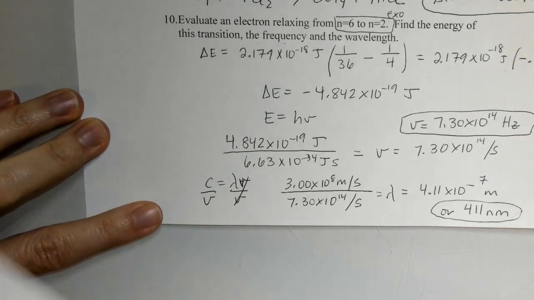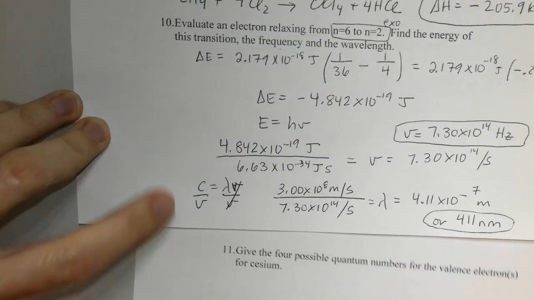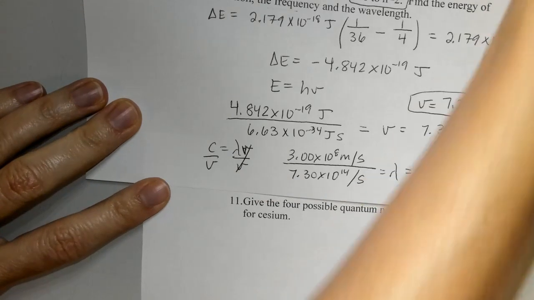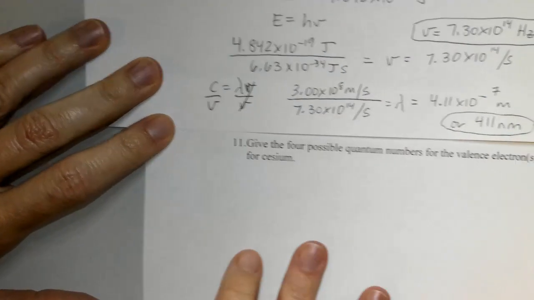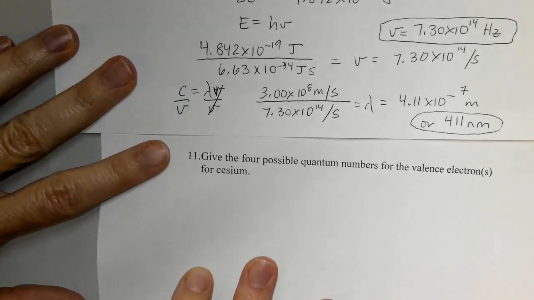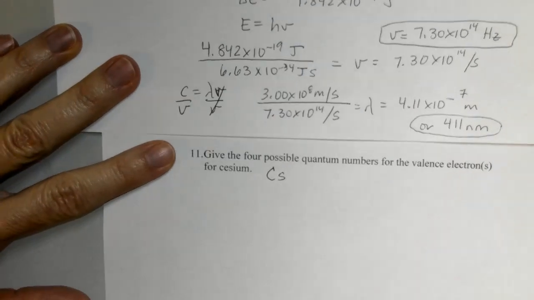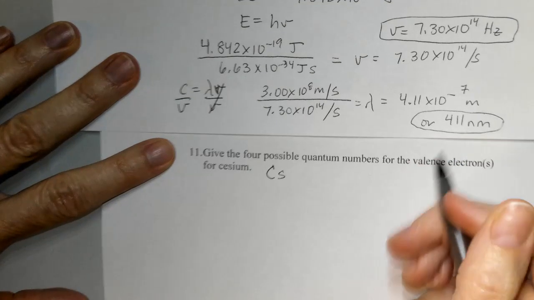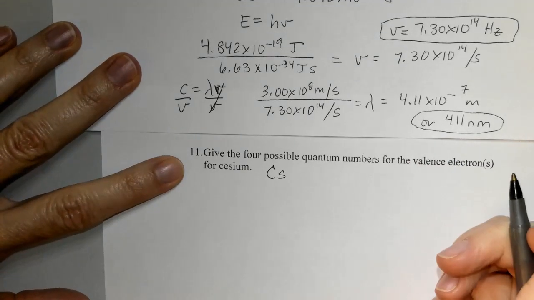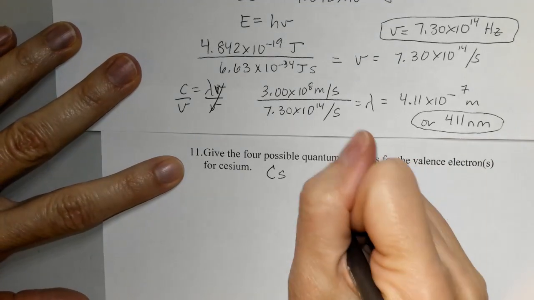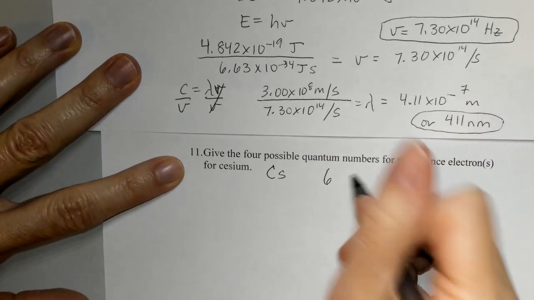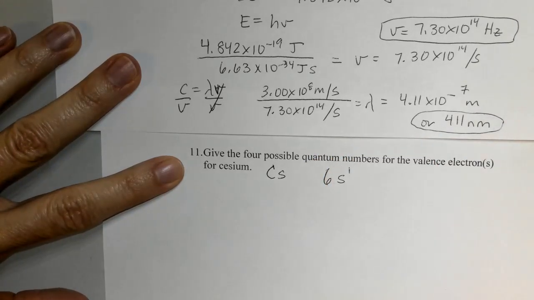Then the last thing for the review is the quantum numbers. So we want to look at the quantum numbers for the valence electron in cesium. Cesium is Cs. The valence electron is the outermost electron. So when I look at cesium on my periodic table, it is in row 6, in the S block, and it's the first spot.